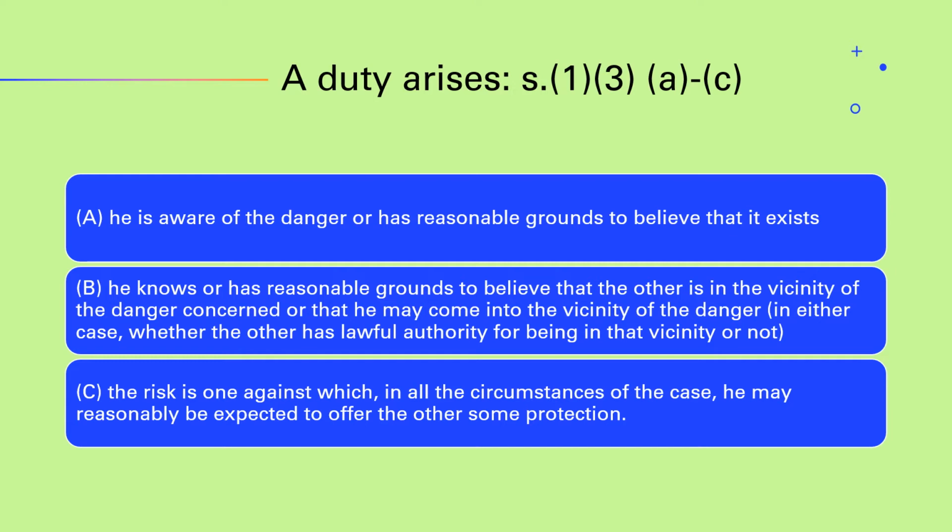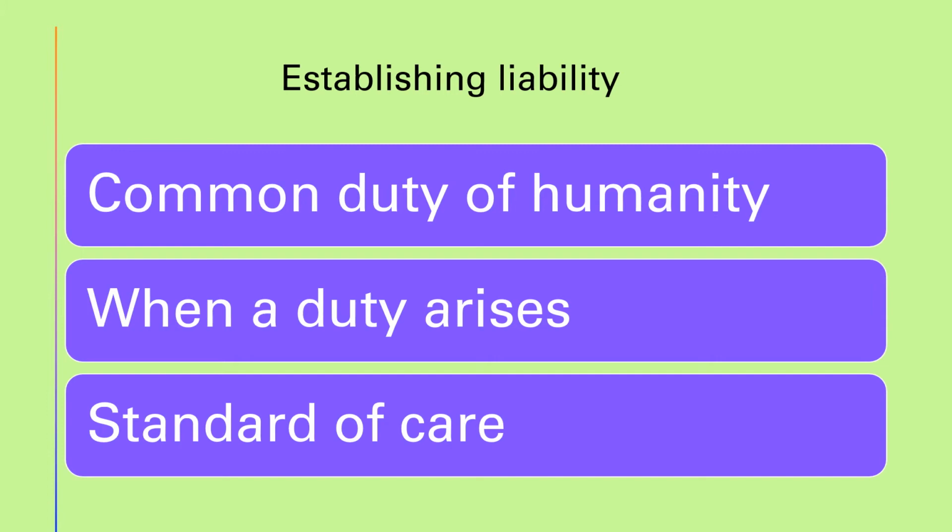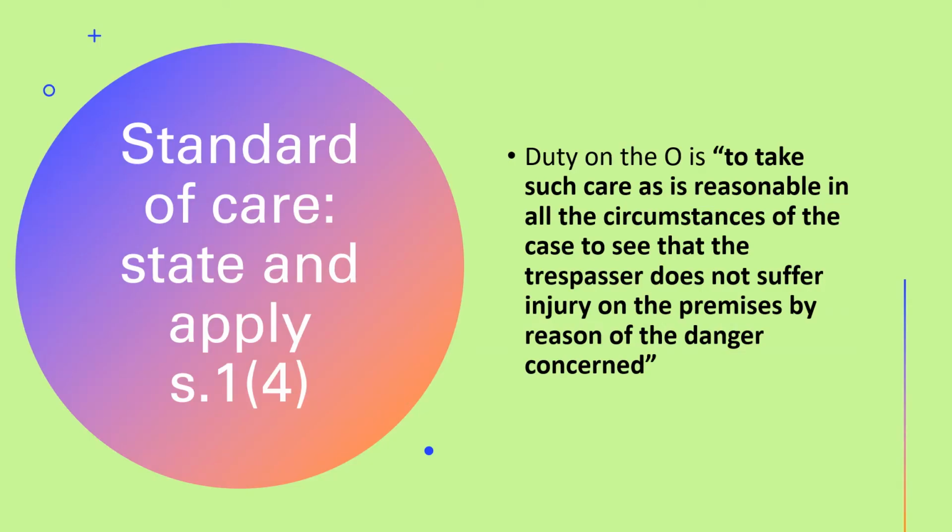So in this case, it's a balanced judgment, or a balancing act. We need to make sure, if he knows of the danger, and he knows people come to the danger or there are reasonable grounds for either, then some protection should really be afforded to the trespasser. And if so, we have a duty, and they need to establish whether there is a standard of care, or what standard of care needs to be looked at.